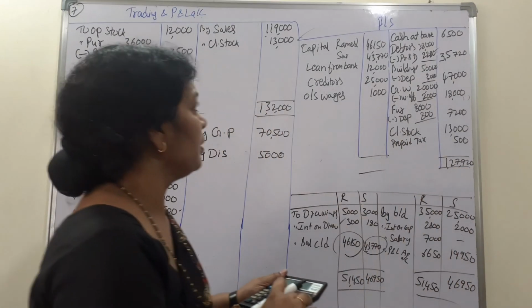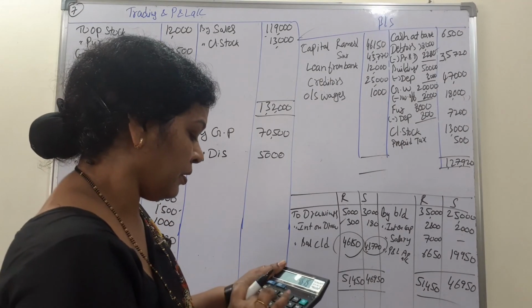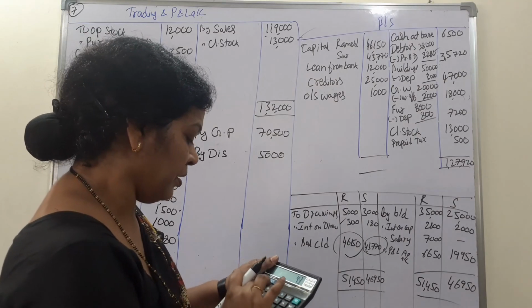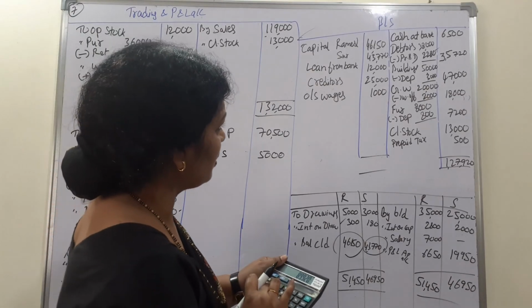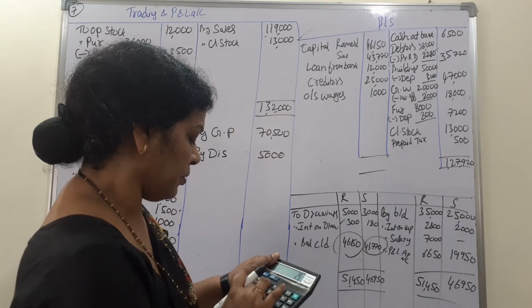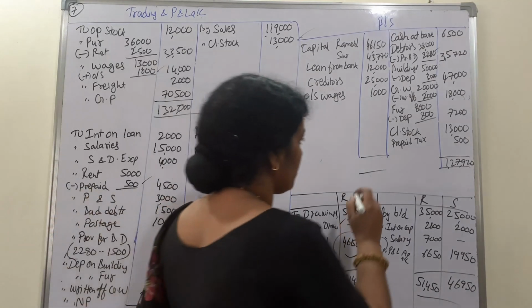The same should be on the liability side also. 46,150, 43,770, 12,000 plus 13,000, 25,000, 1,27,920. Yes.